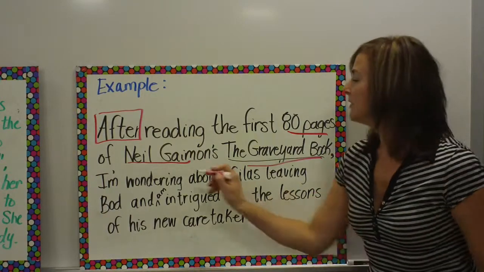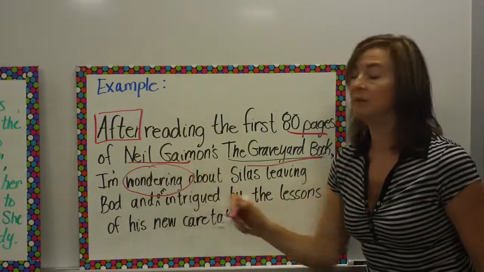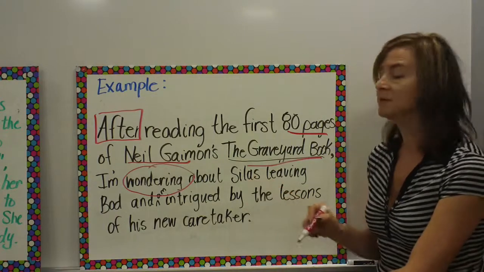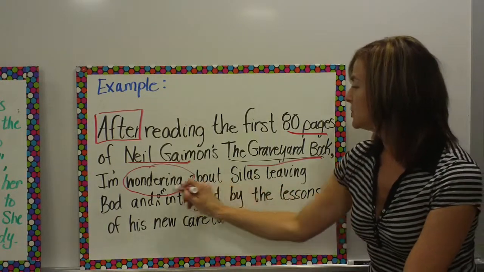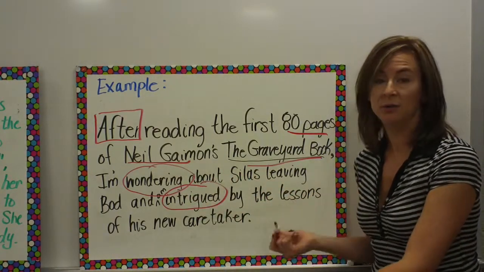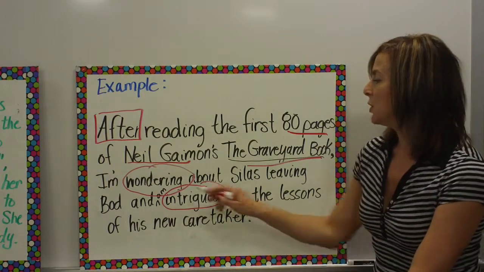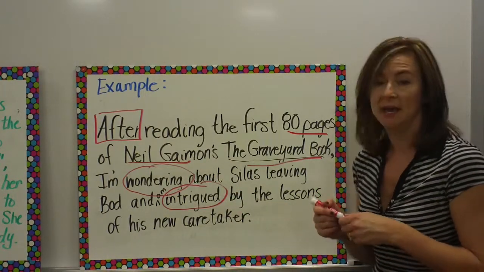Then I choose my reflective verbs. I'm going to, in my response, talk about my wonderings about Silas, and I'm going to talk about how I'm intrigued by the new caretaker. So my reflective verbs are wondering and intrigued.